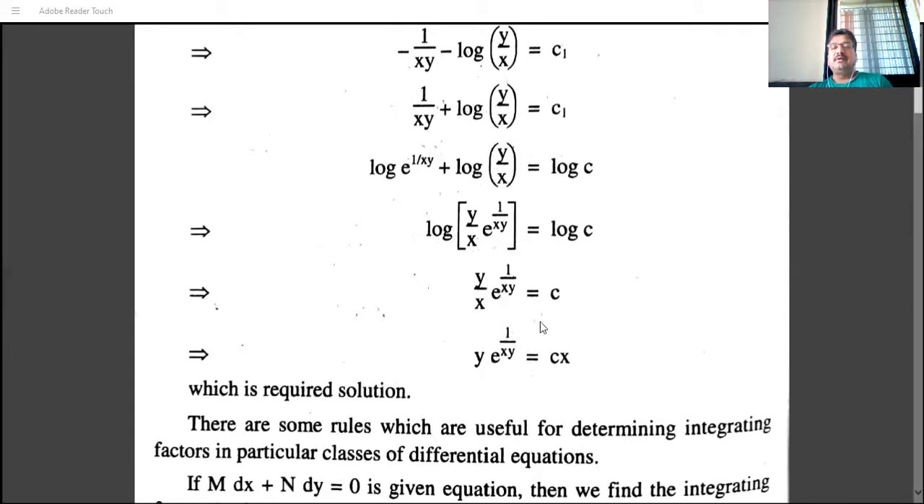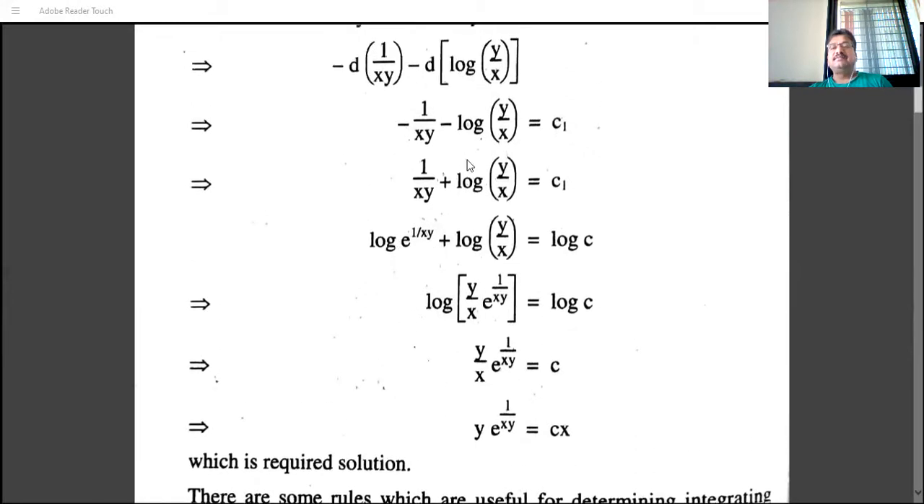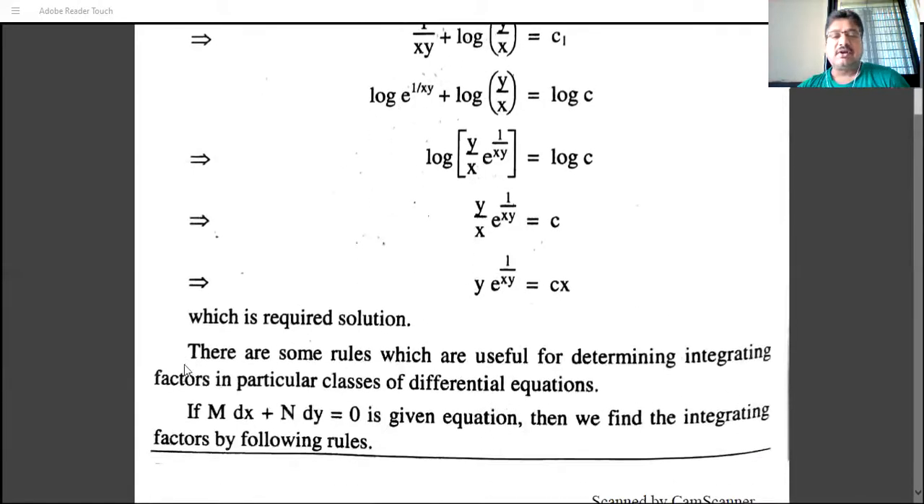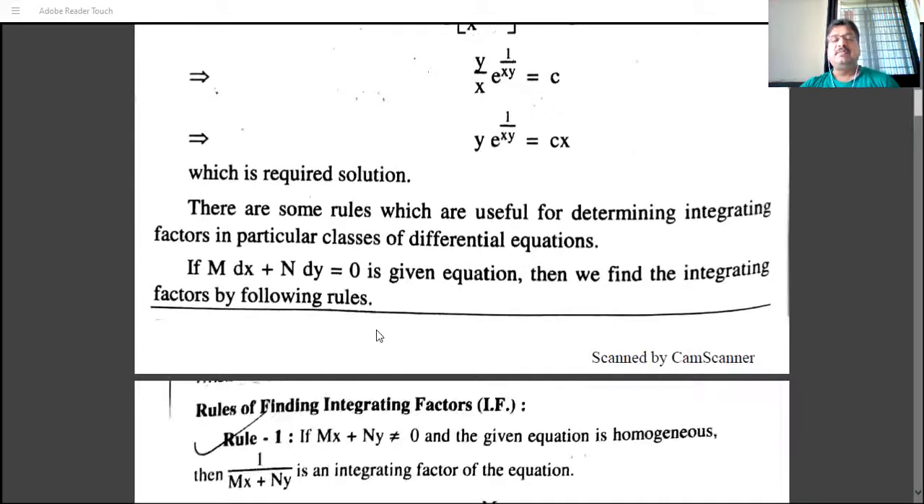No need to write these further steps. So after integrating we have this, and this is the final answer. Either write this as the final answer, or 1 by x into y log y by x is equal to c. No need to write these steps. So this is the general solution, or required solution, of the given differential equation.